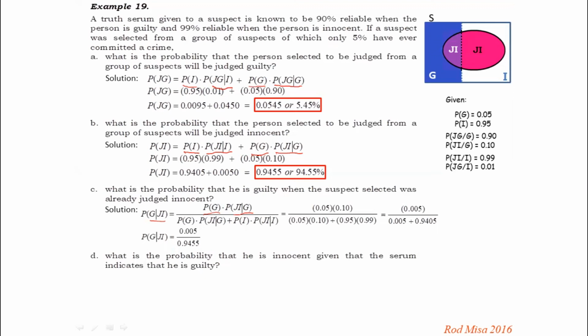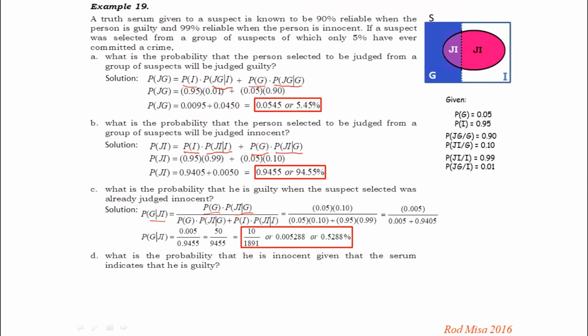So simplifying this fraction, we have 50 over 9,455. So in simplest form, this is equal to 10 over 1,891. Or in decimal, this is 0.005288. Or in percentage, this is less than 1%. In other words, we have a probability of 0.5288% that the suspect is guilty given that he was already judged as innocent.